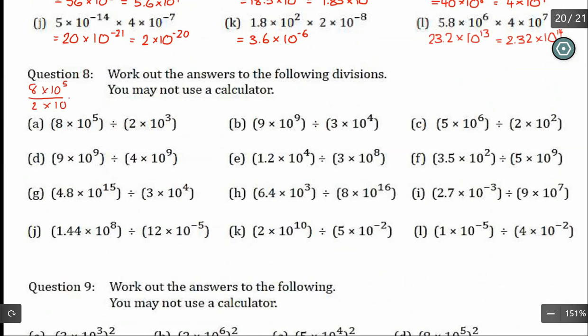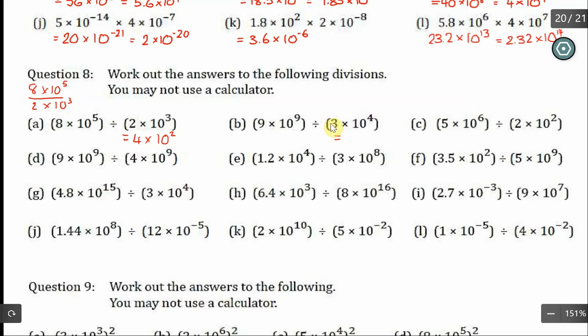Now when we've got something like this, we would do what we did above actually. We'd deal with the multipliers first, so the numbers in front of the times 10 to the power bit. We times those together first, and then we dealt with the powers of 10. We're going to do exactly the same here. We're going to divide these multipliers by each other first, so 8 divided by 2 would be 4. And then we're going to divide the powers of 10, so 10 to the power of 5 divided by 10 to the power of 3. We can subtract the powers there, get 10 to the power of 2. And there's our answer.